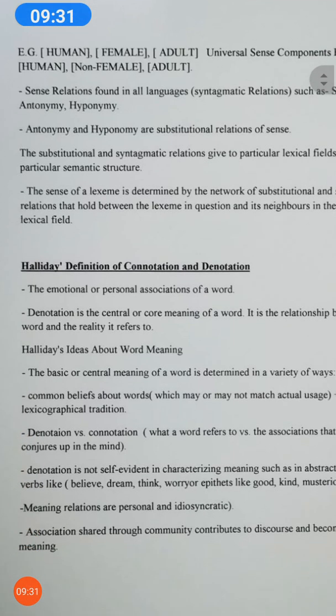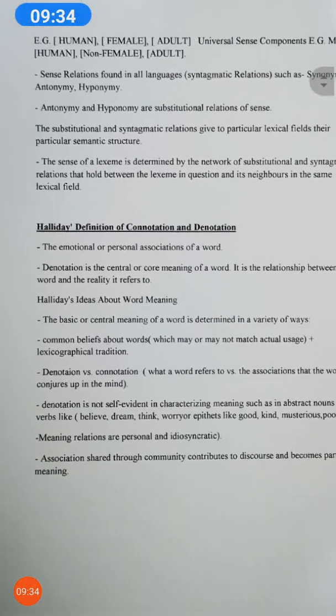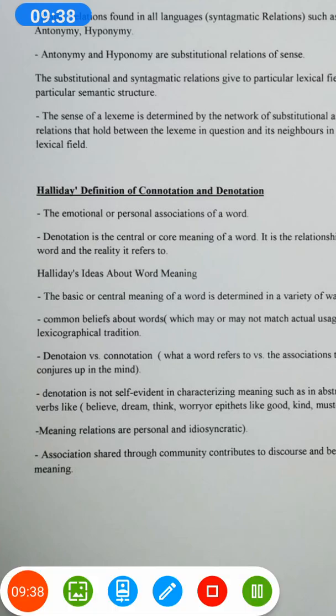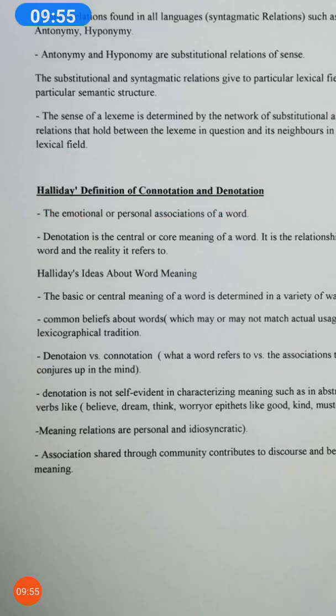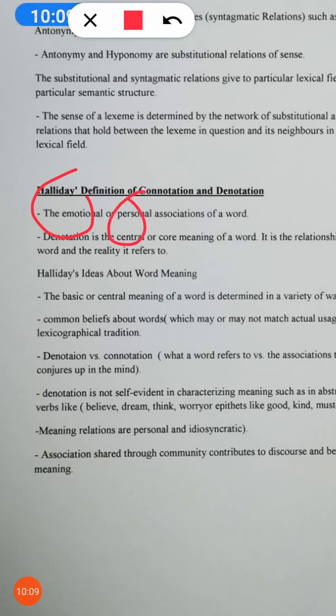Now we are going to talk about lexical relations or semantic relations as viewed by Halliday. So this is Halliday's definition of connotation and denotation, as we have stated earlier. When we want to talk about lexical relations or semantic relations, we have to refer to these terms. So for Halliday, the emotional connotation, or sense or meaning, usually refers to what? To the emotional or personal associations of a word. Any sort of emotional or even personal associations implicitly refers to connotation.